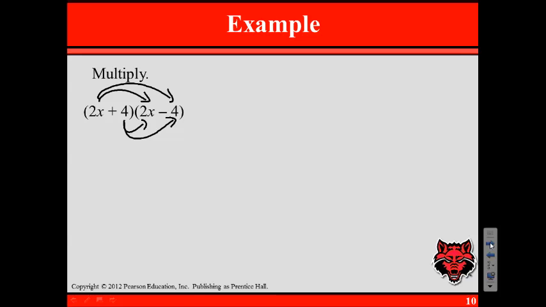So here we have 2x plus 4 times 2x minus 4. We've drawn the FOIL arrows. Let's go through our 4 products. So starting with the first, 2x times 2x is 4x squared. Then the outer, 2x times negative 4 is minus 8x. The inner, 4 times 2x is a positive 8x. And the last, 4 times negative 4 is minus 16. When we combine like terms, negative 8x and positive 8x cancel, and we are left with 4x squared minus 16.